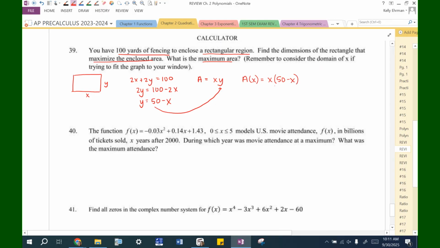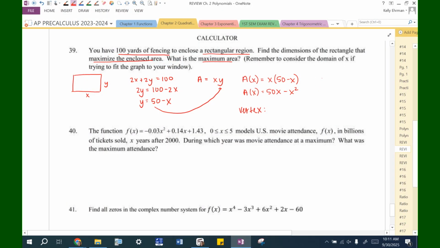Now you can leave this as it is, or you can distribute and make it 50x minus x squared. If I'm trying to find the maximum area, and I know this is a parabola that opens down, I'm trying to find the vertex. Now, you could either get the vertex in DESMOS, or you could get the vertex algebraically. If you're going to do DESMOS, remember it might help to know the domain.